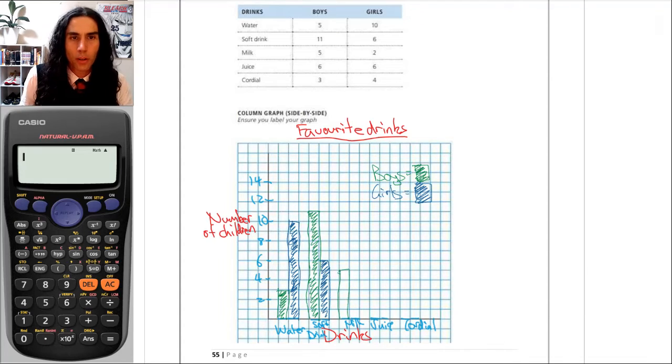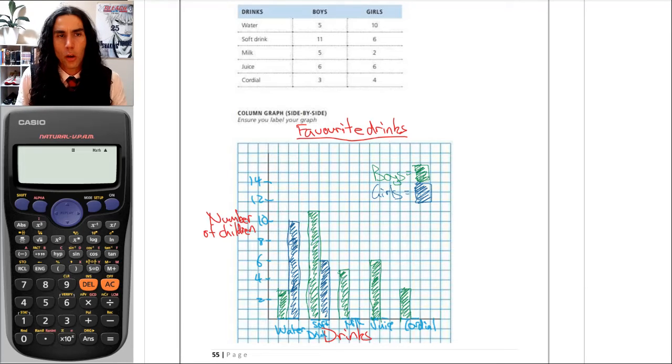Juice for boys, 6. And cordial, 30. Whereas for girls, I'm going to color it in. So drawing a graph takes a lot of time. That's why we use computers to do it. Computers can do this whole thing quick once you know how to set it up.